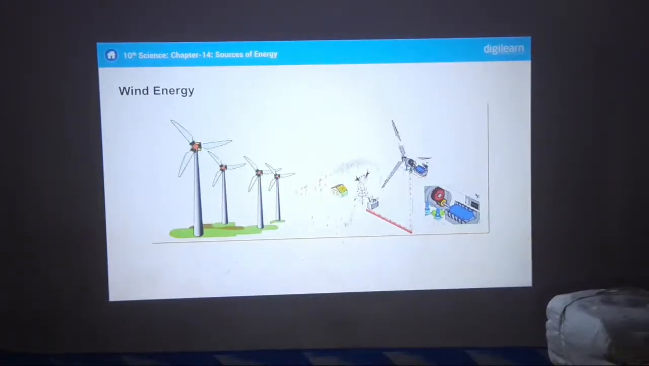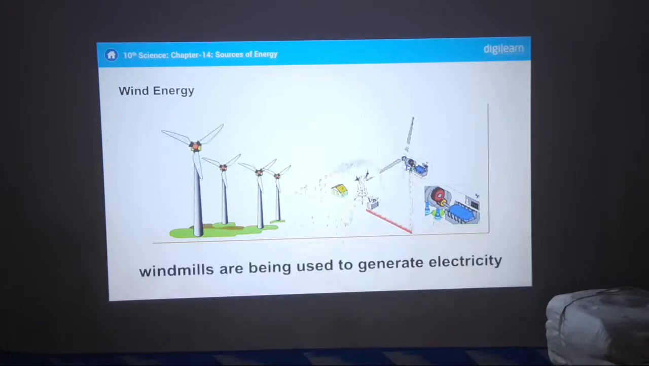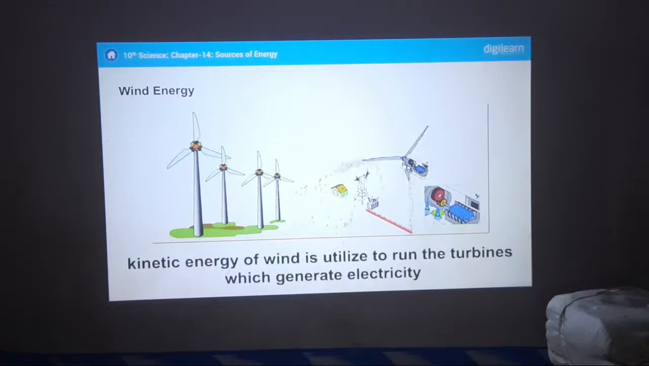Wind energy has been in use since ages. The sailboats of the pre-industrialization era used to run on wind power. Windmills have been in use especially in Holland since the medieval period. Nowadays, windmills are being used to generate electricity. The kinetic energy of wind is utilized to run the turbines which generate electricity.